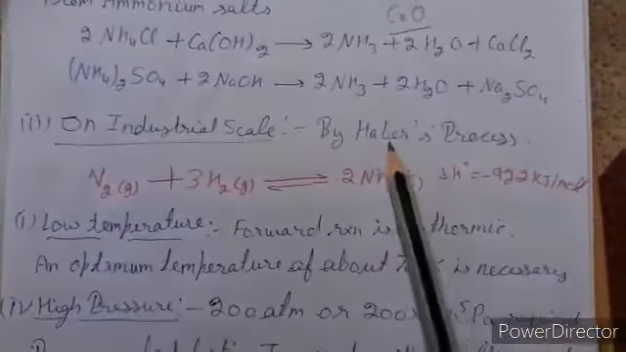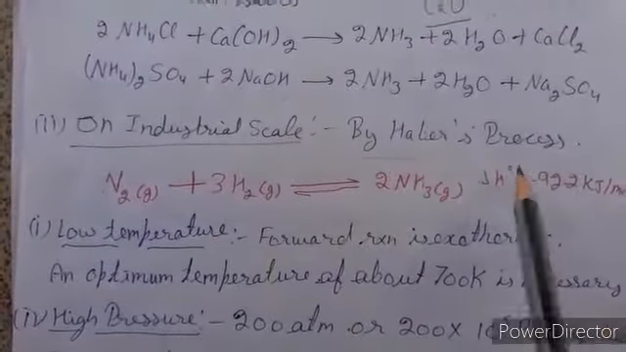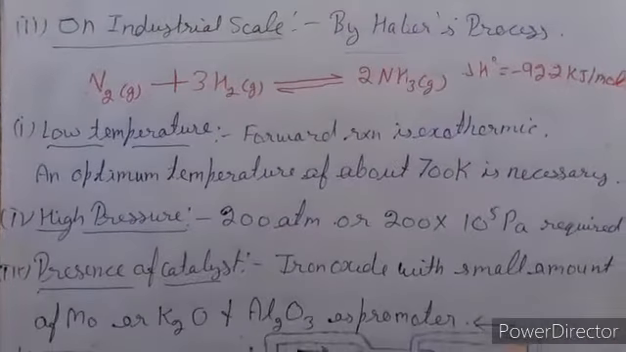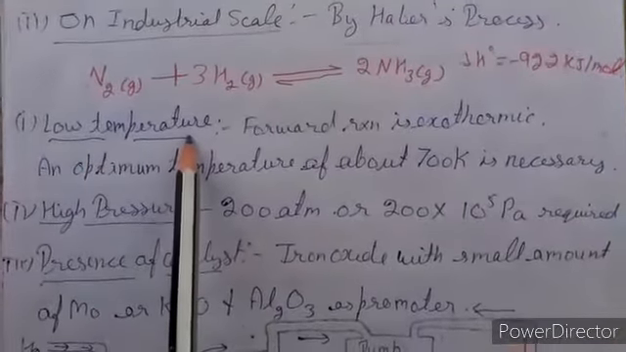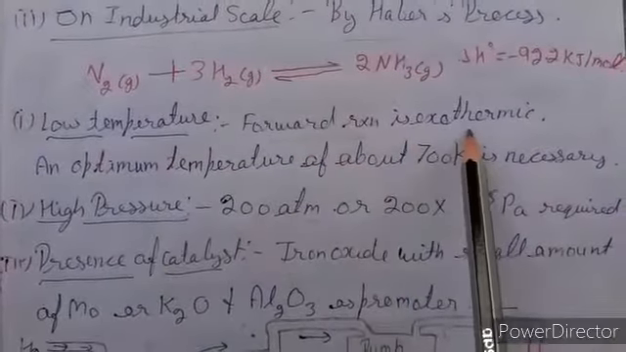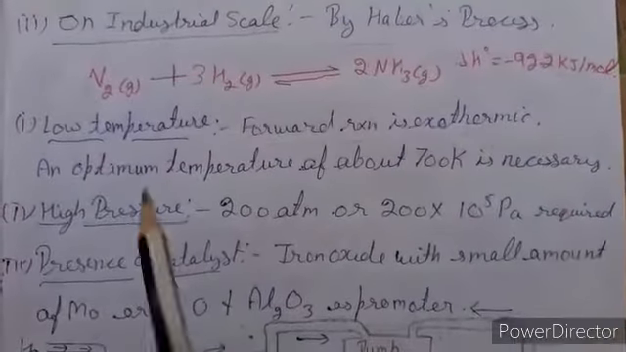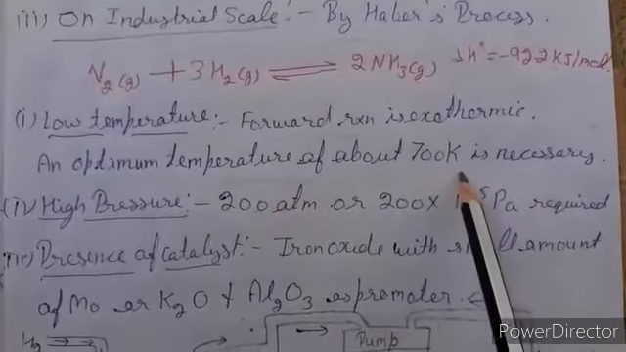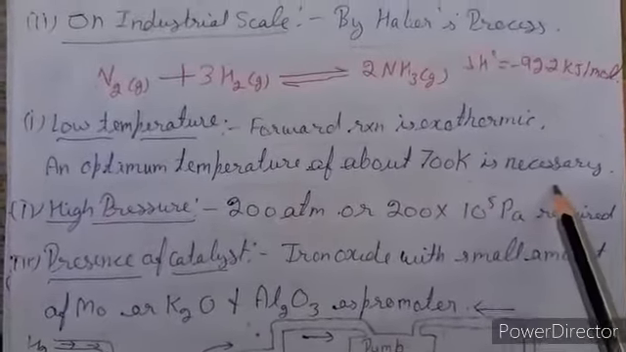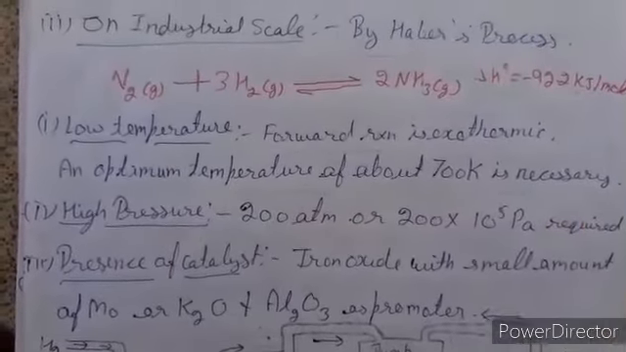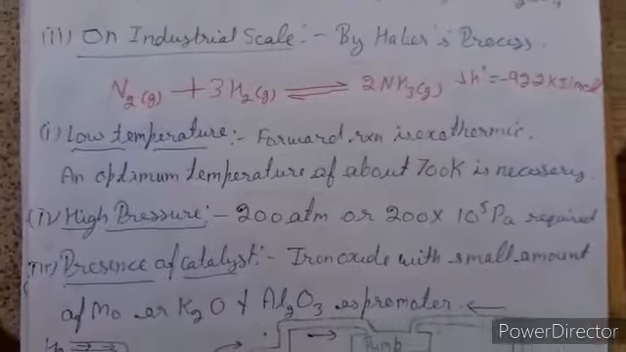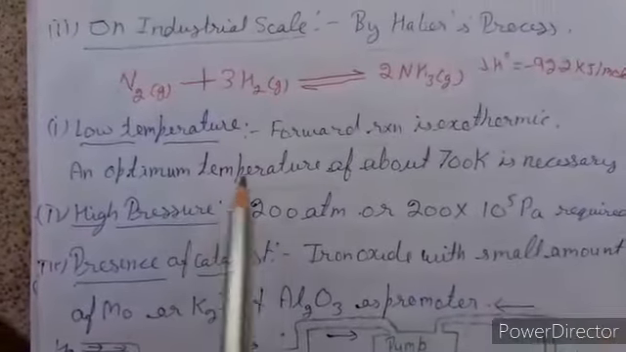Let us discuss the full explanation of this process. There are three main conditions required for the preparation of ammonia on an industrial level. First, we require a low temperature. The forward reaction is exothermic, so an optimum temperature of about 700 Kelvin is necessary, which we provide with the help of electricity. So we heat the reaction with electricity to attain the optimum temperature.